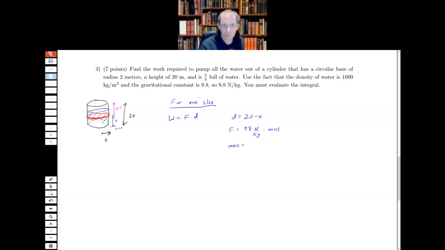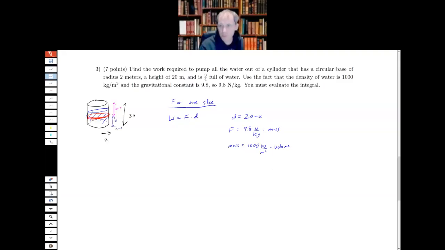The mass says the density of water is 1,000 kilograms per cubic meter. So the mass is going to be 1,000 kilograms per meter cubed. I have to multiply by volume to cancel out those meter cubed, right?